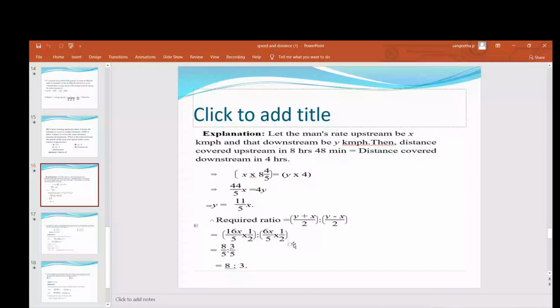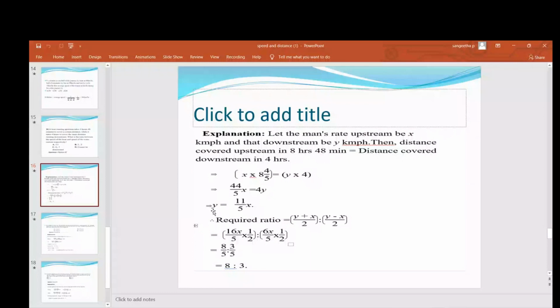Then simplifying this I got 44. Simplifying the above equation, 8 fives are 40, 40 plus 4, 44, so 44 by 5 into x is equivalent to 4y. So the mixed fraction is converted into a normal fraction. Then I have to calculate y. So rearrange the above equation for y. 4 and 44 commonly simplify: 1 fours are 4, 11 fours are 44. So y is equivalent to 11 by 5 into x.